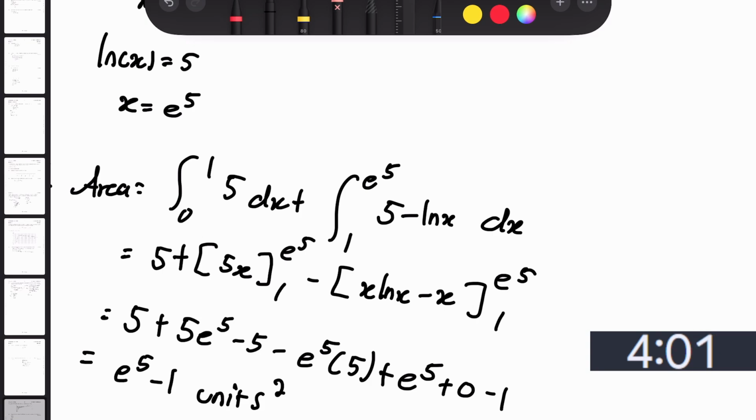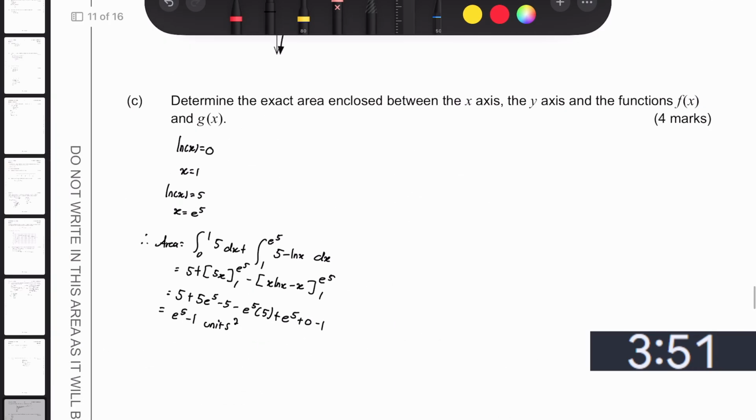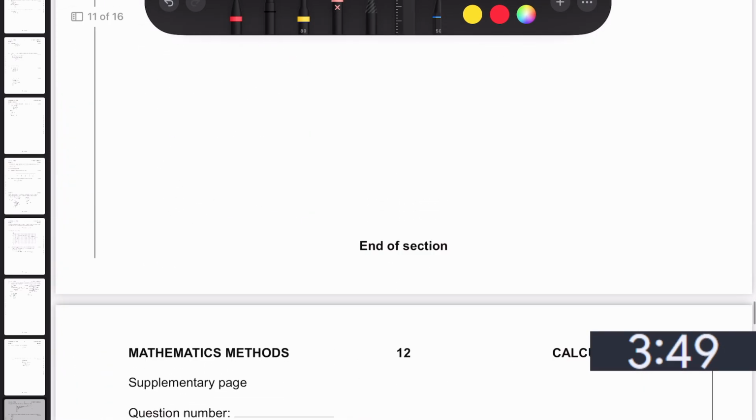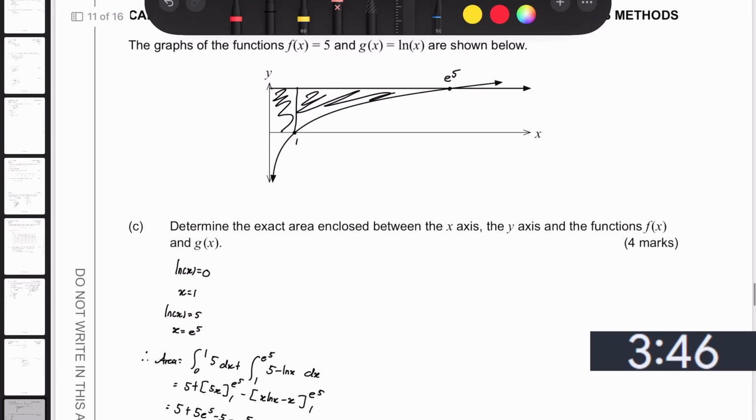So yeah, times 5 minus 0 minus 1, e to the 5 minus 1. Alright, 4 minutes left. I think we'll end it there. I'll come back tomorrow with calculator assumed.